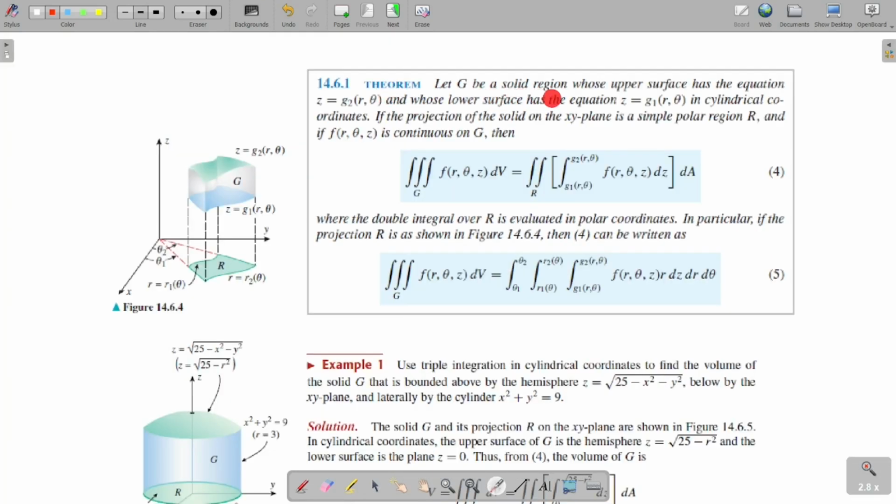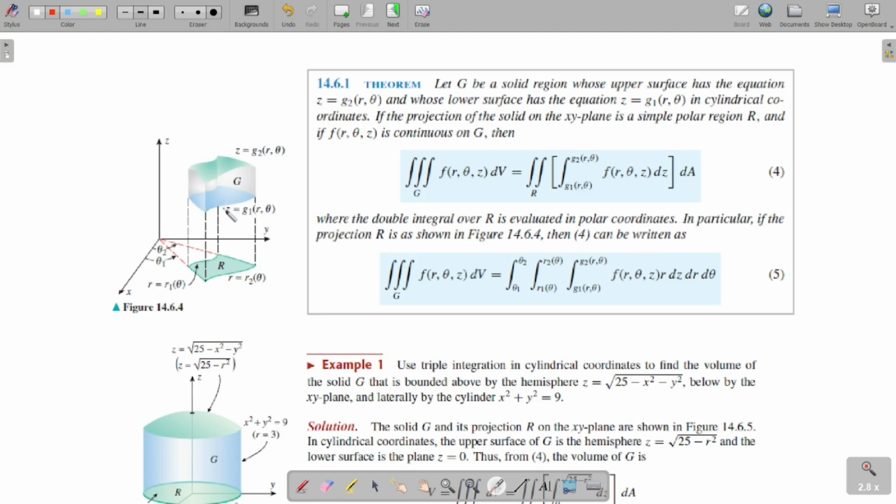Theorem. Let G be a solid region whose upper surface has the equation z equal to g2 of r, theta and whose lower surface has the equation z equal to g1 of r, theta in cylindrical coordinates. If the projection of the solid on the xy plane is a simple polar region R, and if f of r, theta, z is continuous on G, then this result happens. Triple integral over G, f of r, theta, z dV equals double integral over R, integral from g1 to g2, f of r, theta, z dz dA, where the double integral over R is evaluated in polar coordinates.